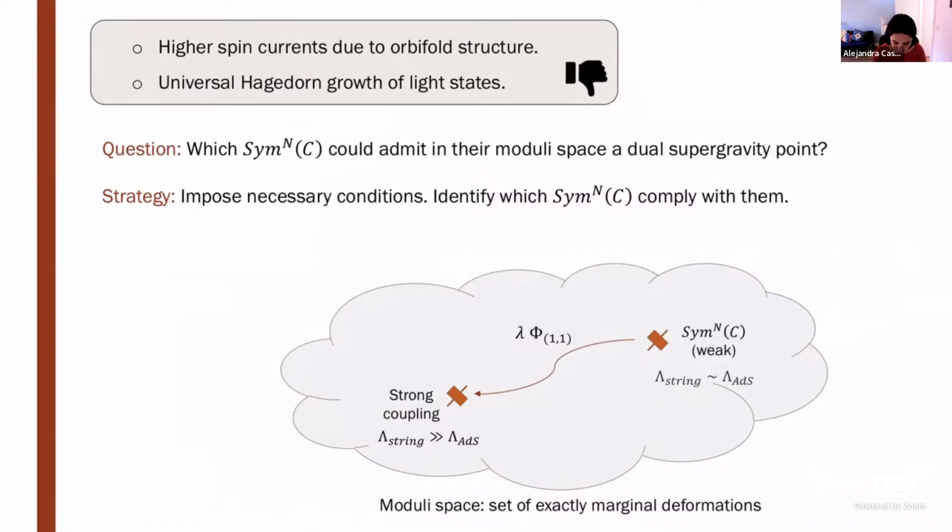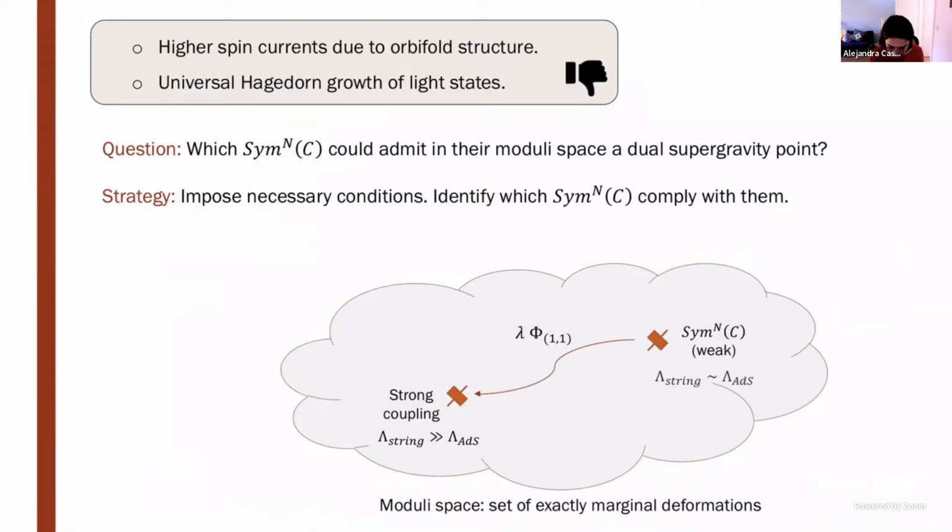Okay, so this is pretty difficult. I'm not going to claim today that I have managed to prove the existence of this point, but what we're going to do is impose necessary conditions and try to see, based on some set of necessary conditions, which of the symmetric product orbifolds comply with these conditions. So we'll impose conditions here to first establish that this exists, and given that the cloud exists, that there's some point in moduli space where there might be a strongly coupled point. That's the basic idea.